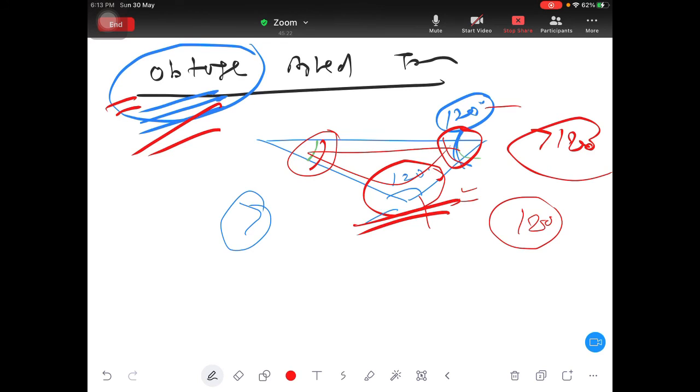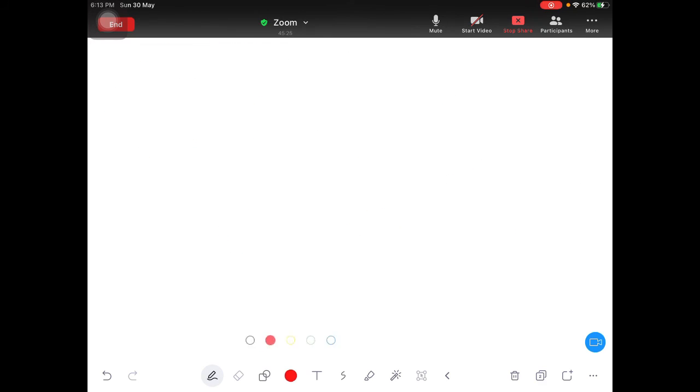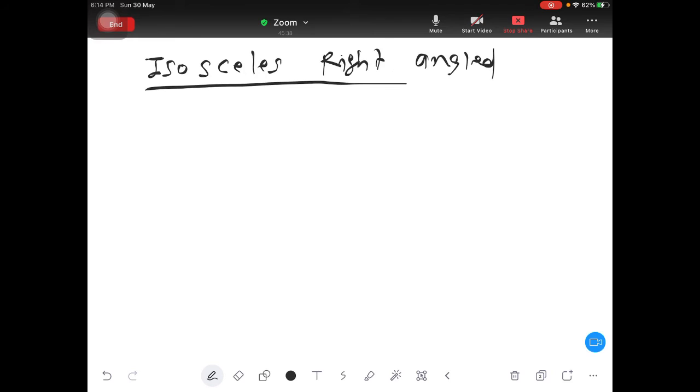Now see, there is something called isosceles, which at the same time is right angled also. Isosceles right angled triangle. What does it mean? Can you guess the idea of this?